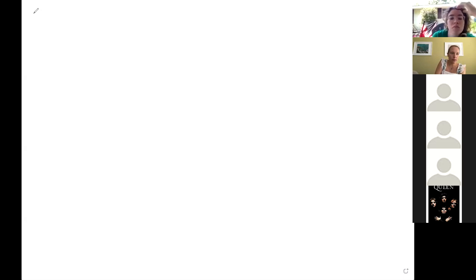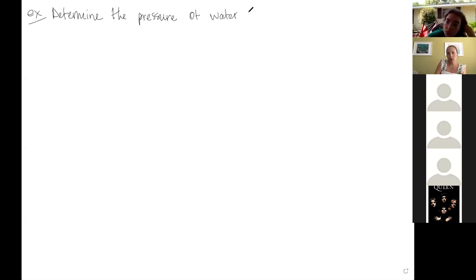All right. Okay, so here's an example. Determine the pressure of water vapor at 370 degrees Celsius and 0.004953 cubic meter per kilogram.